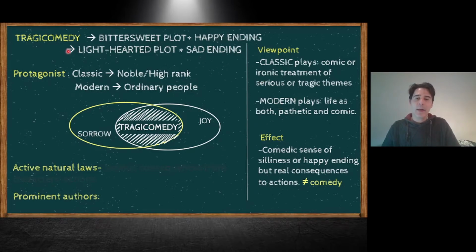So a key dynamic of the Renaissance tragicomedy is that it has a bittersweet plot plus a happy ending. And with bittersweet, I'm referring to the story having elements of tragedy and elements of comedy together in that same story with a happy ending. Another key thing of the classic tragic comedy is that it uses the same kind of protagonist as tragedy, so it uses people of noble or high social rank.